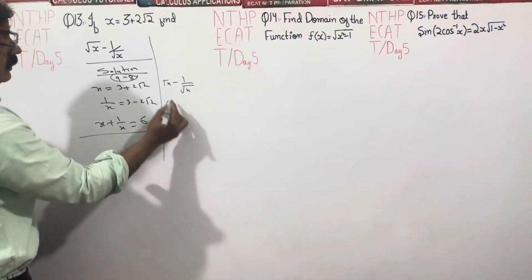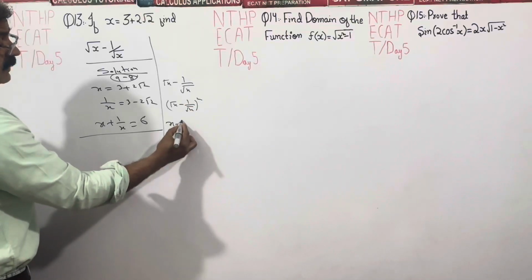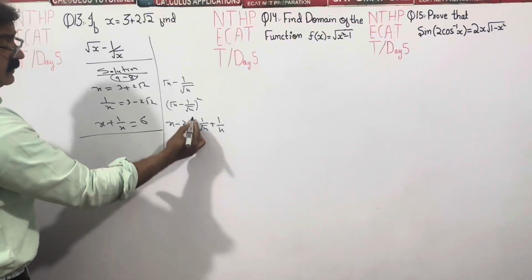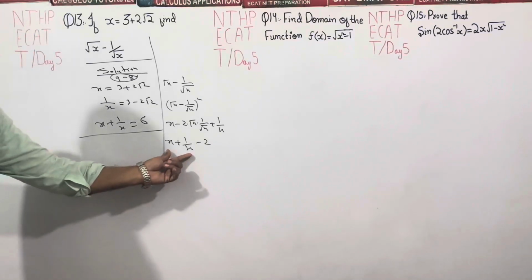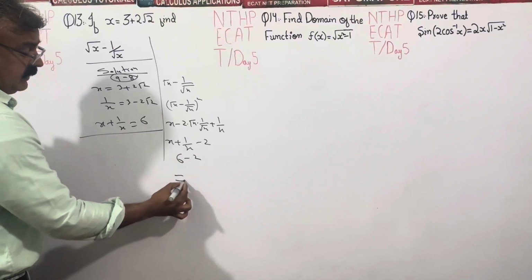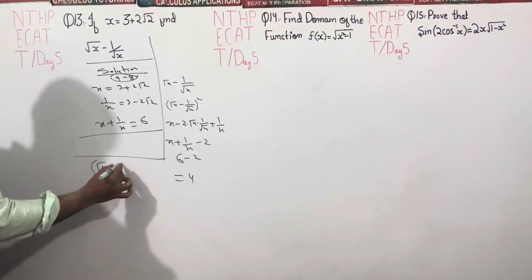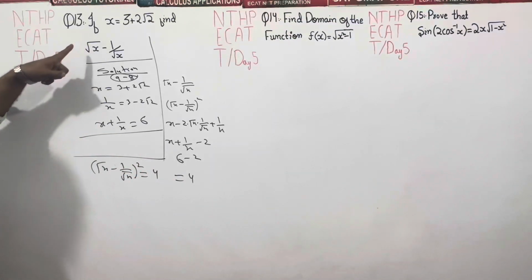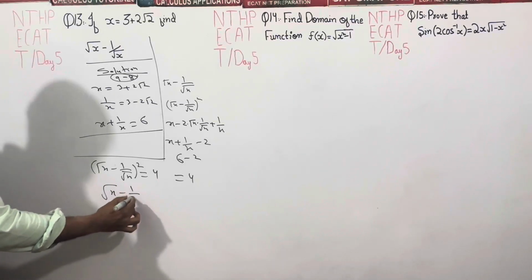Squaring both sides, we have x minus twice root x times 1 over root x plus 1 over x. Cancelled out, it is x plus 1 upon x minus 2. The value of this quantity is 6, which we have found. 6 minus 2 is 4. That is the value of root x minus 1 over root x whole square, equal to 4. We are asked to find root x minus 1 over root x, so taking the square root of this one, we are going to get through.